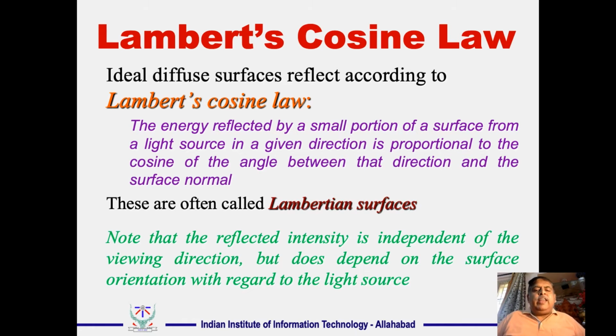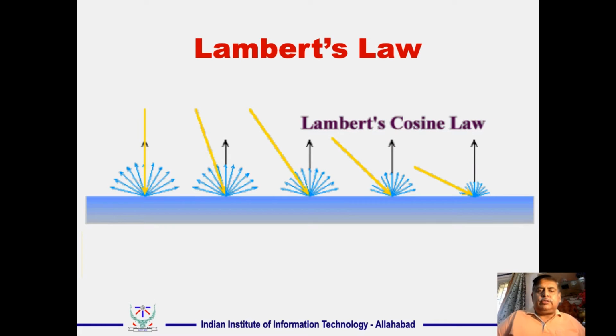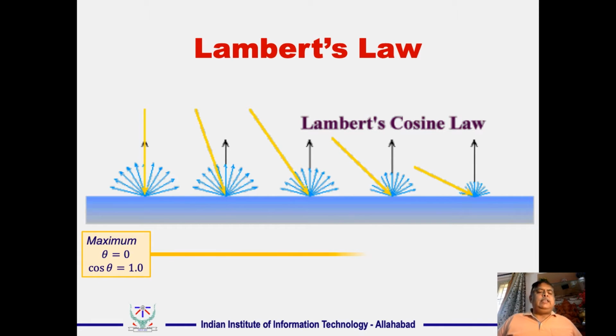Note that the reflected intensity is independent of the viewing direction but does depend on the surface orientation with regard to the light source. So here the light is maximum when theta is equal to 0, that is making an angle 0 with the normal, where cosine theta is equal to 1, and it is minimum when theta is equal to 90, when cos theta is equal to 0.